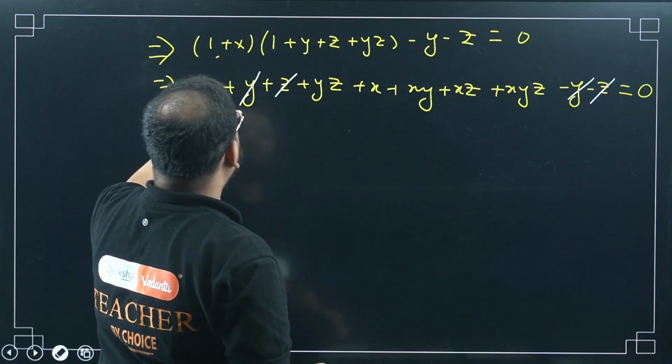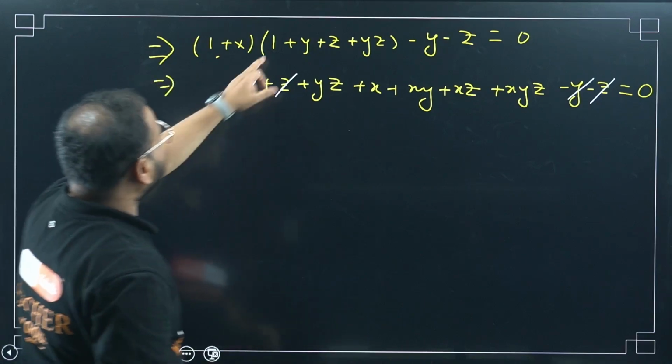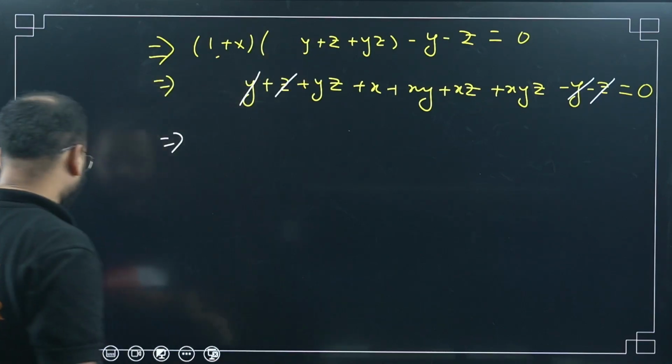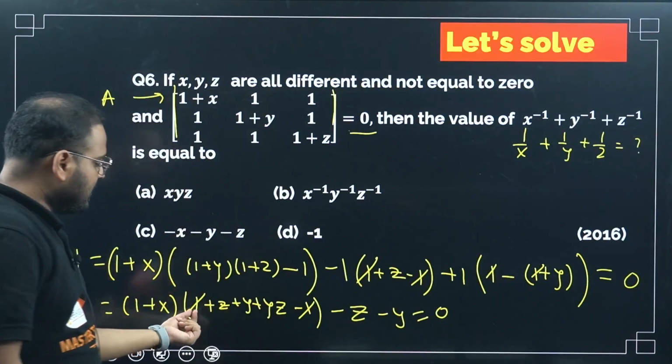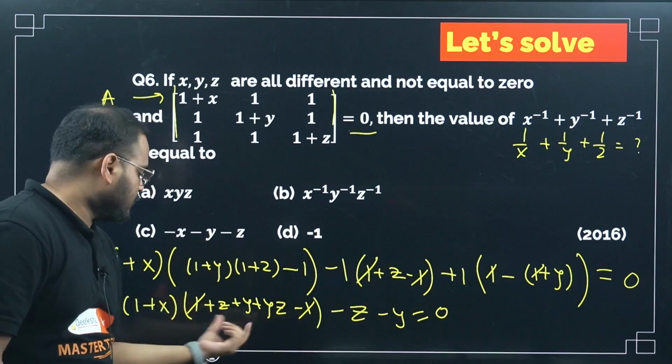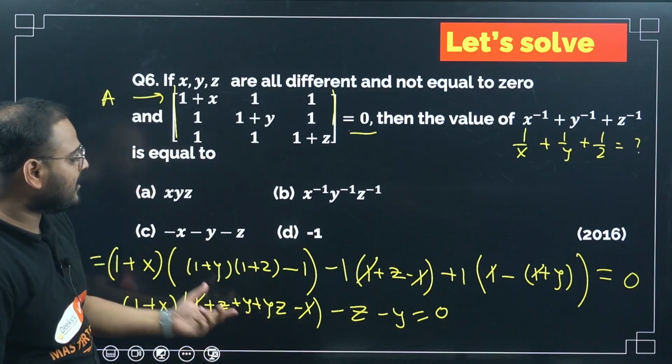That's what I thought. This one should not come, bacha. Tell me why this one should not come. I think you already know, right? Because this one is cancelled, na? Please check. This one is cancelled with this minus 1. So this is not there. I mistakenly wrote it there.